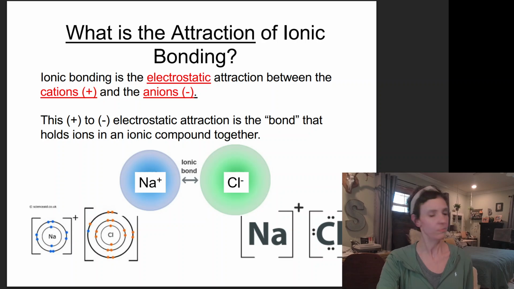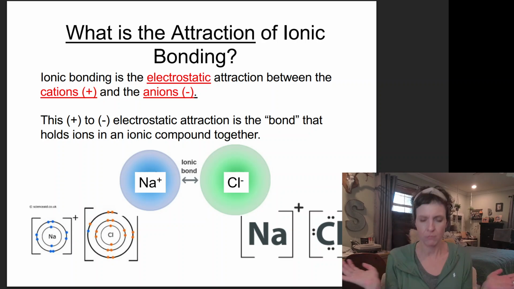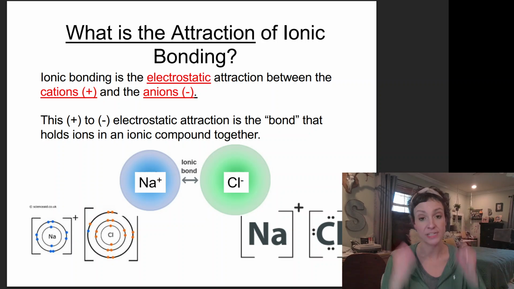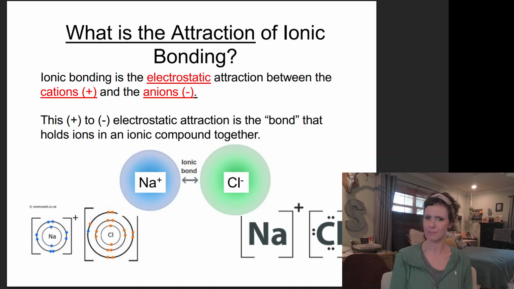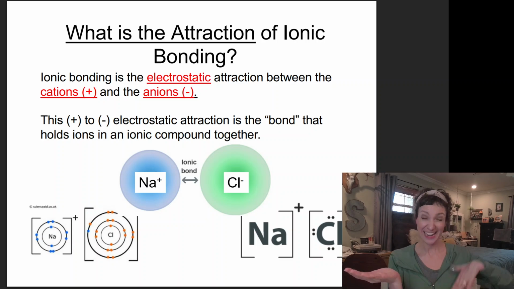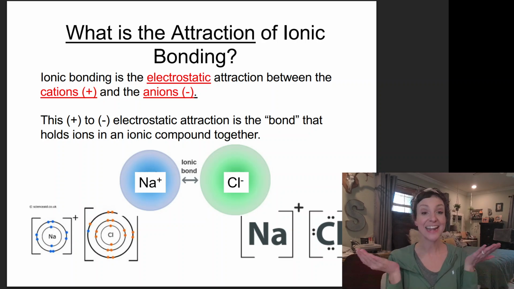Moving on. Oh, what is the attraction? So cool, electrons are transferred. So what does that mean? What is making this force that holds the atoms together? So ionic bonding is an electrostatic attraction. She keeps making me write this word. Yes, I do, because it's important. Electrostatic attraction between the cations, positive, and the anions, negative.